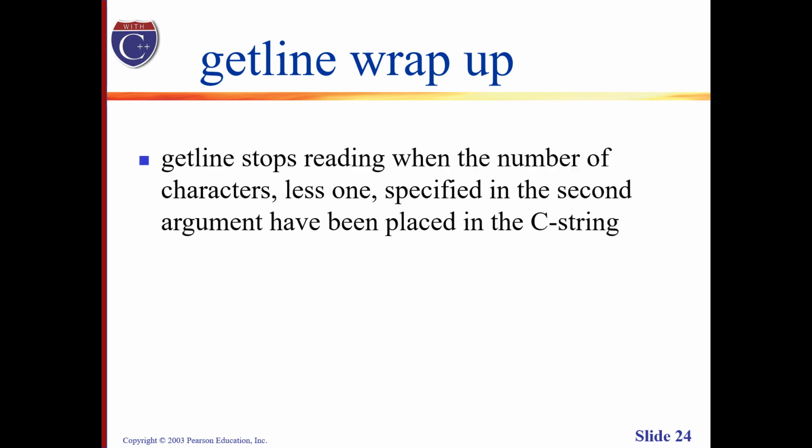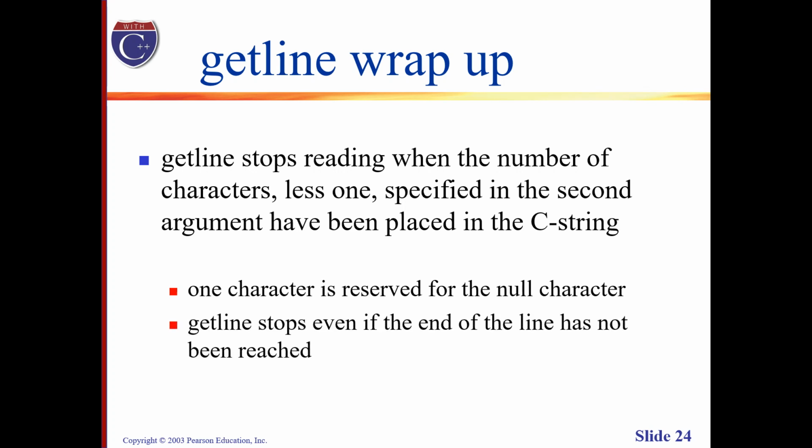Of course, getline stops reading when the number of characters, the last one specified in the second argument, have been placed in the C string. One character, as we've already known, is reserved for the null character. Also, getline stops even if the end of the line has not been reached, which means as soon as the null character has been reached, getline would stop reading whatever is in the input stream.